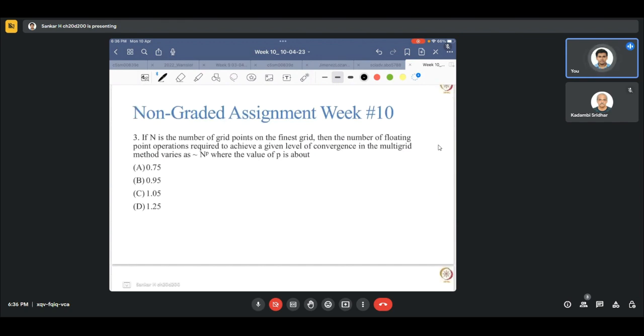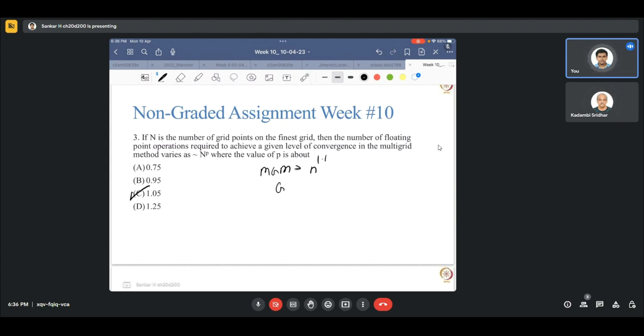Question number 3, if n is the number of grid points on the finest grid, then the number of floating point operations or flops required to achieve a given level of convergence in the multigrid method varies as n raised to p, where the value of p is about, that's being asked. 1.05 is the correct answer. In the lectures, it was mentioned that for the multigrid method, it varies as n to about 1.1.